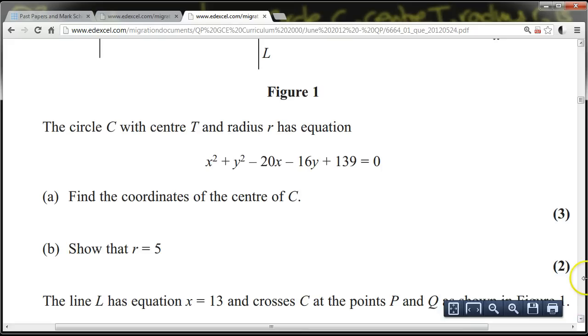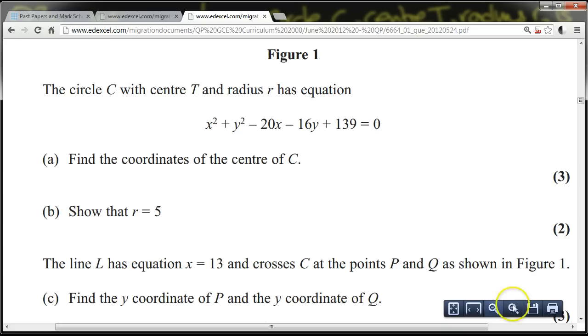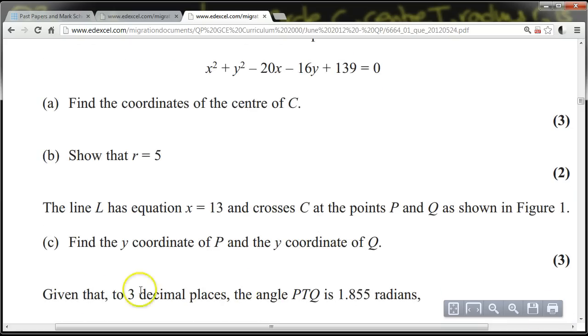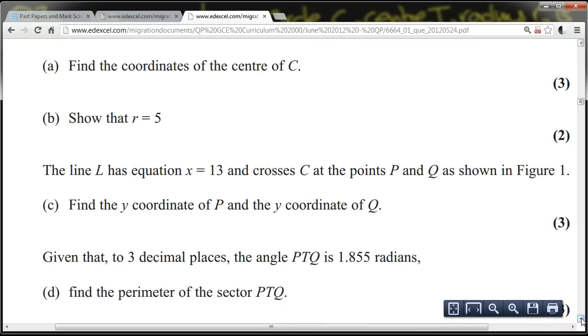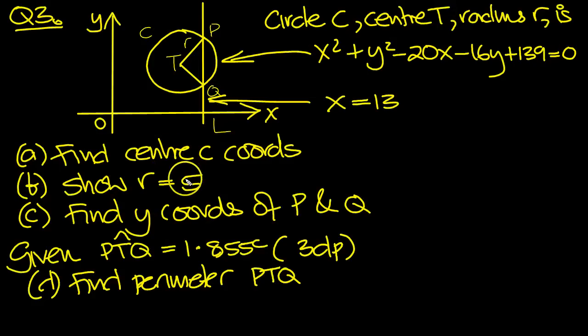The line L has equation x equals 13 and crosses C at the points P and Q as shown in figure 1. Find the y-coordinate of P and the y-coordinate of Q. Given that to 3 decimal places the angle PTQ is 1.855 radians, find the perimeter of the sector PTQ. So here's all the information and the question in summary form then.